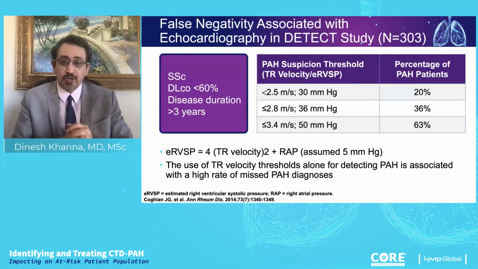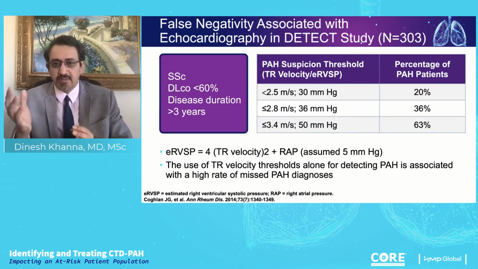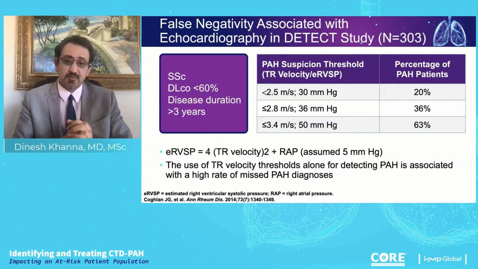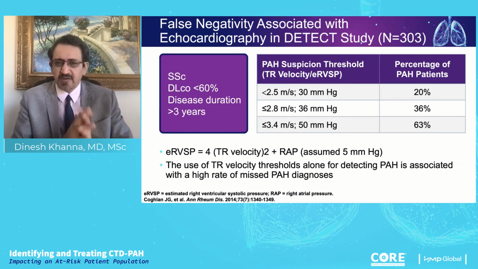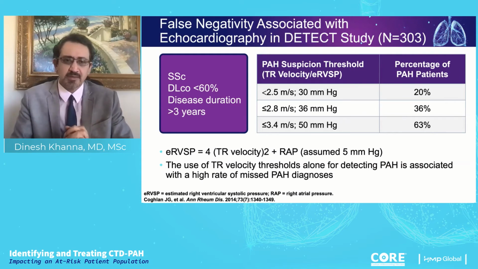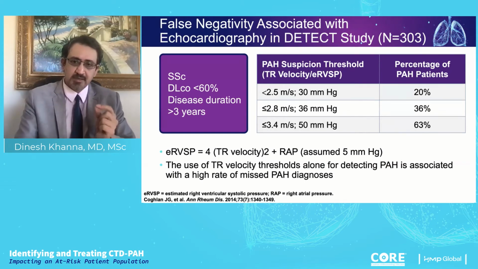Let's look at a cut point of 36 millimeters of mercury. A lot of us think of this as a normal cut point. Echocardiogram missed 36% of patients with pulmonary arterial hypertension. And when you think about a much higher cut point of 50, where all of us would be worried, echocardiogram would have missed 63%. But if you just keep that in mind, scleroderma patient at risk variables such as diffusion capacity and a disease duration of greater than 3 years, echocardiogram by itself is not sufficient.